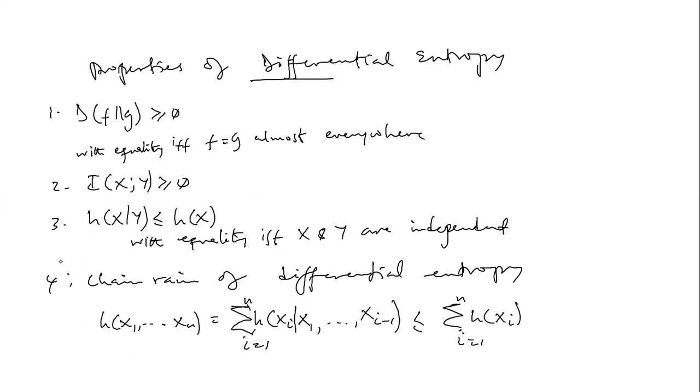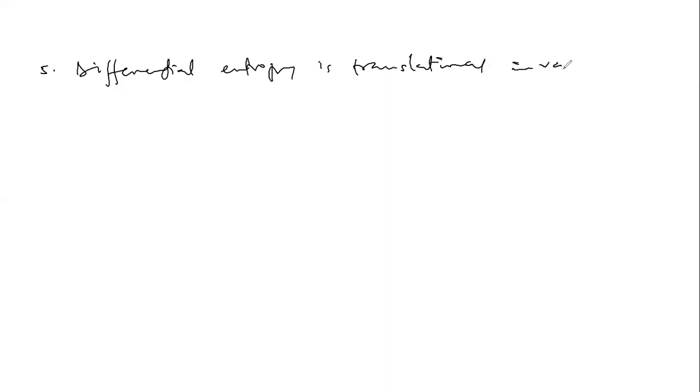And then this we will show, the fifth property here, that the differential entropy is translational invariant. So if C is a constant, we have h(X plus C) is the same as h(X). So the constant parameter has no impact on the entropy.